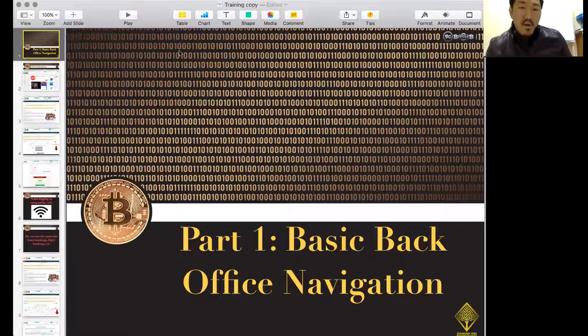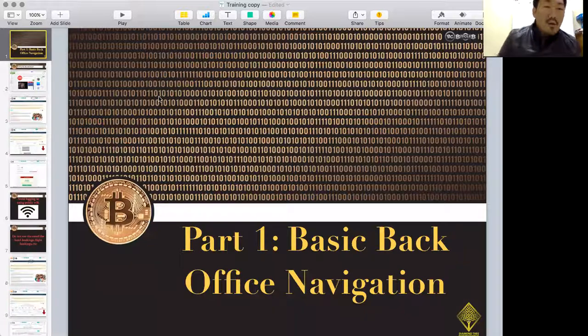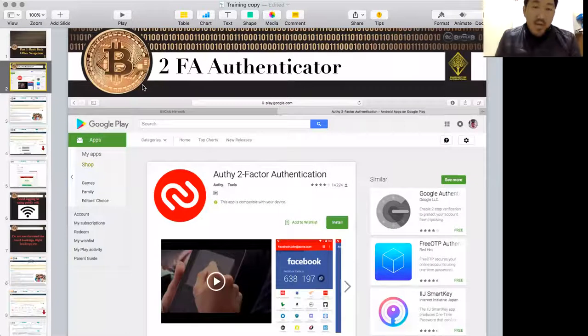I'll start off today with a little bit of back office navigation. I'll keep the screen like this, okay? So I can move my mouse about and point on the presentation for you guys, because I don't have the privilege of a laser pointer here. But before I get into back office navigation, one thing I want to point out is about keeping your account safe. So if you're a new member and you haven't set up two-factor authentication yet for your account, please do it. It's an important factor for keeping your account safe.